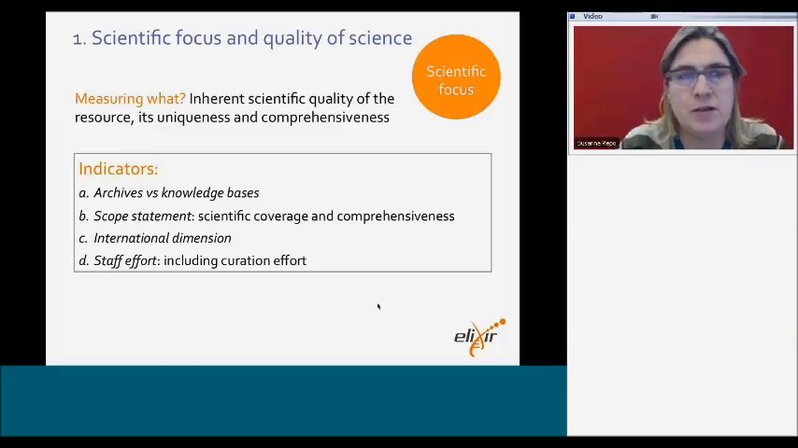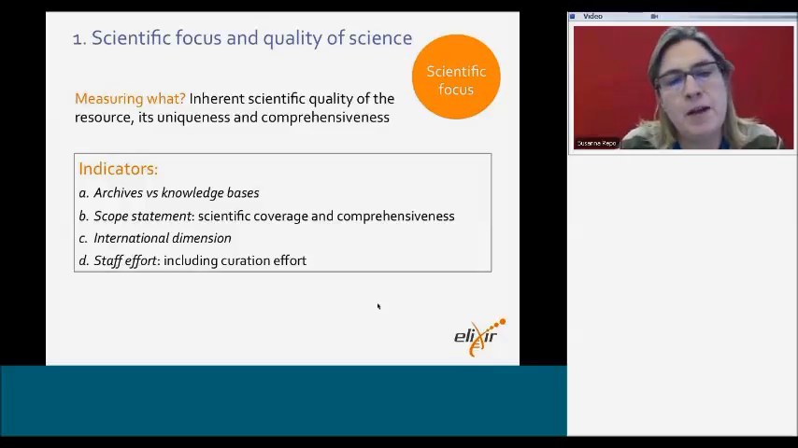And then, some idea of what the scope of the resource is, like what is the scientific coverage? Does it cross all species? Is it only humans? Is it primates? Is it bacteria? And how comprehensive is it? And then thirdly, some idea of the international dimension, like who delivers this resource? Is it a group that has partners across the globe, or is it just in Europe, or are there collaborations with other similar centres in different continents, and so on?